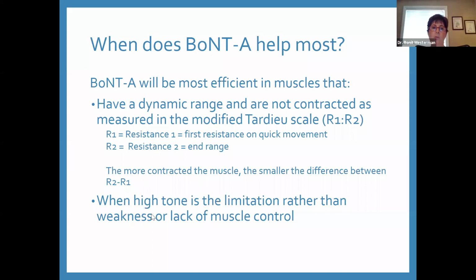It is also important to recognize that Botox will help better when high tone is the limitation rather than weakness or lack of muscle control. Or differently said, when you have a strong child with good muscle control, their response to botulinum toxin treatment will be better.